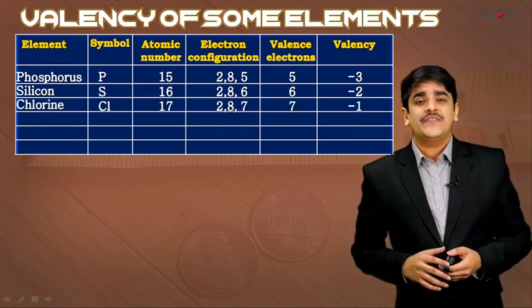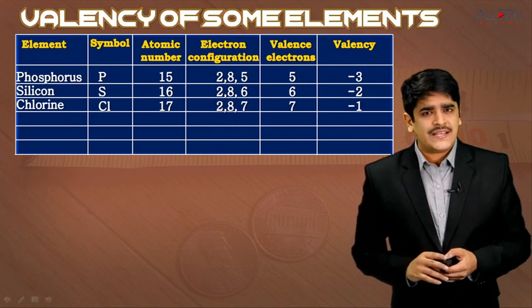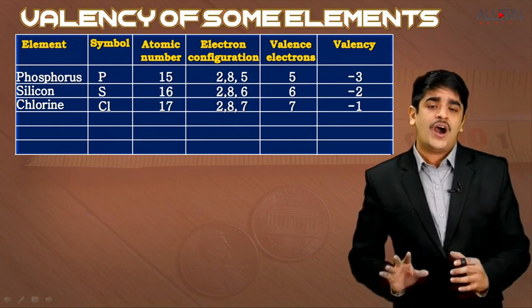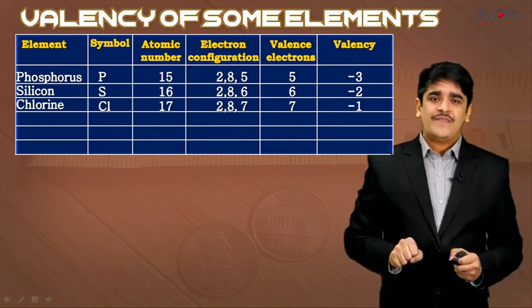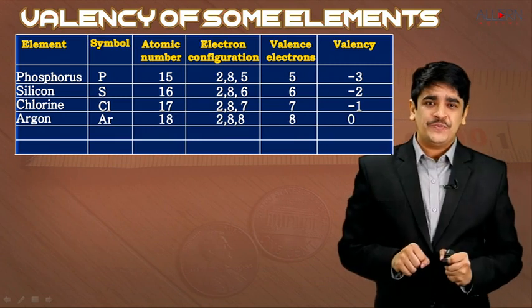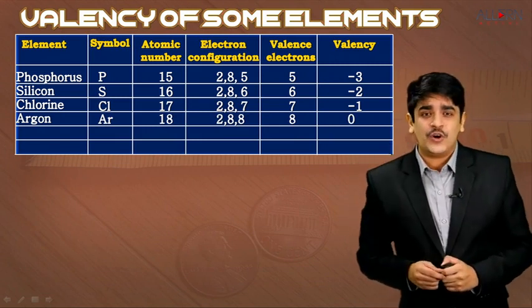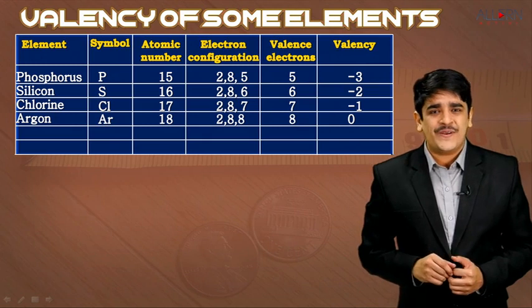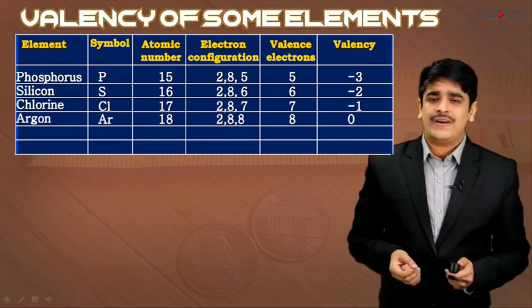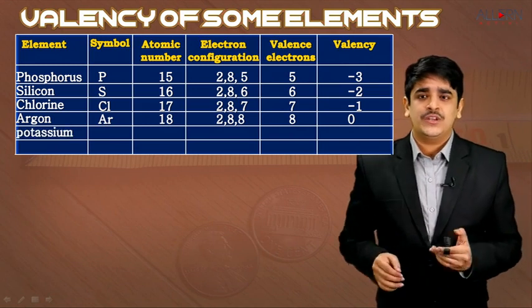Chlorine, atomic number 17, configuration 2, 8, 7, has 7 valence electrons, wants to become 2, 8, 8, wants to get the configuration of argon, gains 1 valence electron to become -1. That's the one we were looking for actually, you know. Argon, atomic number 18, configuration 2, 8, 8, absolutely stable according to the octet rule, has 8 electrons in the last shell. So 0 valency, neither loses nor gains electrons.